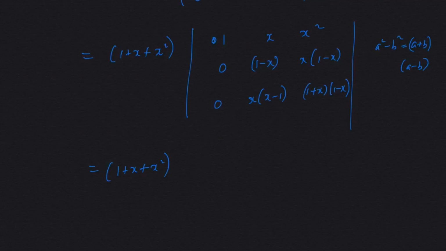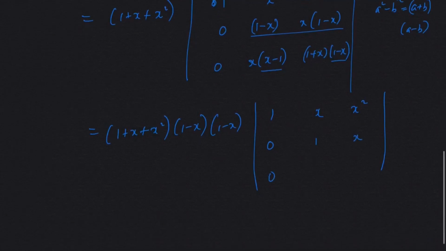Now we can take 1 minus x common from row 2, and again 1 minus x common from row 3. But just be careful here, we have made some changes. Here I've taken 1 minus x common, but this is x minus 1, so that will be minus x, because if we take minus common from x minus 1, that is 1 minus x, so minus 1 will be left. Here no problem, that is 1 plus x.